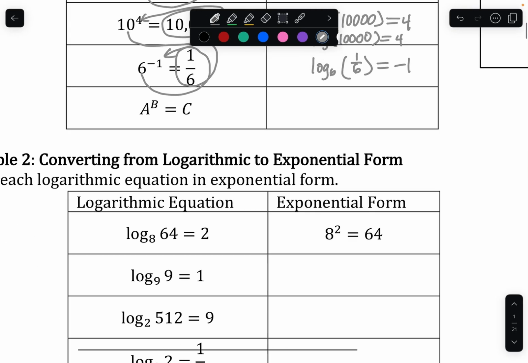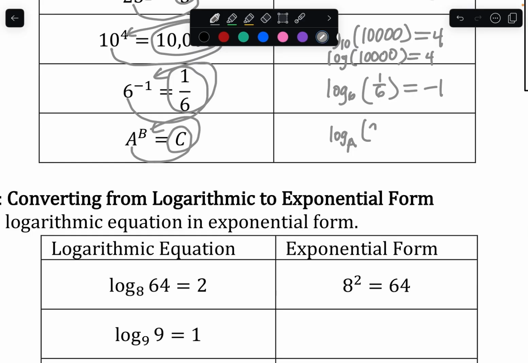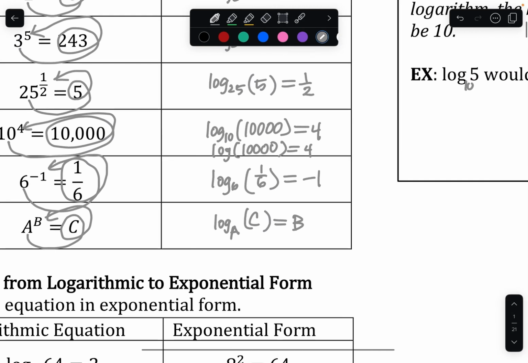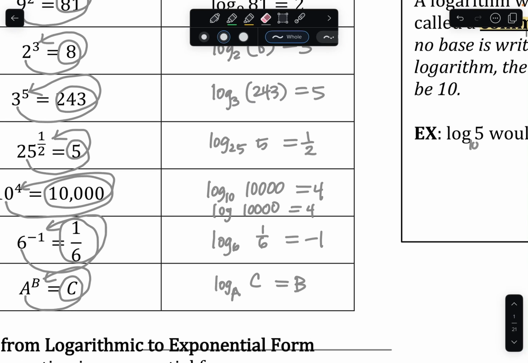And then just in general, if I have letters, you can still do the same thing. So log base A of C equals B. Okay, and like I mentioned, I always write the parentheses, but most of the time they kind of leave them off. So don't let that confuse you. If you don't want to write the parentheses, you don't have to. But if you want to, you can.